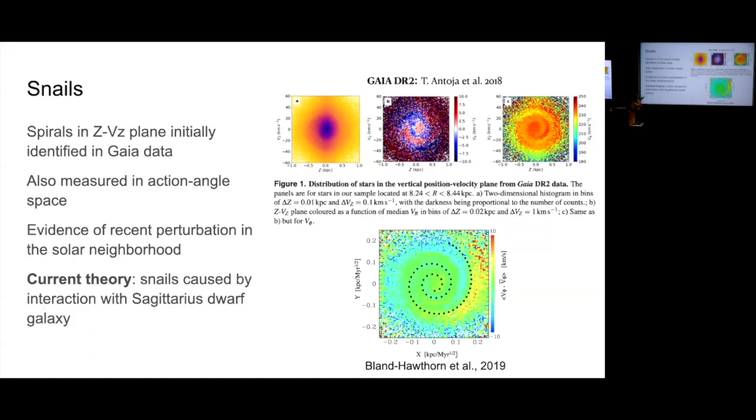So these spirals in ZVZ were initially identified in Gaia. They've also been measured in action angle space, and this is evidence of a recent perturbation in the solar neighborhood. So right now we think most likely this is caused by Sagittarius passing through the disk, which is the most recent major interaction that the disk has experienced.